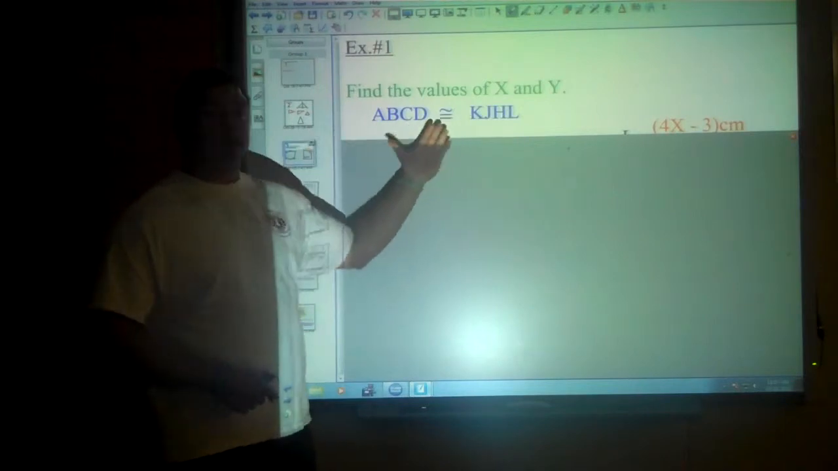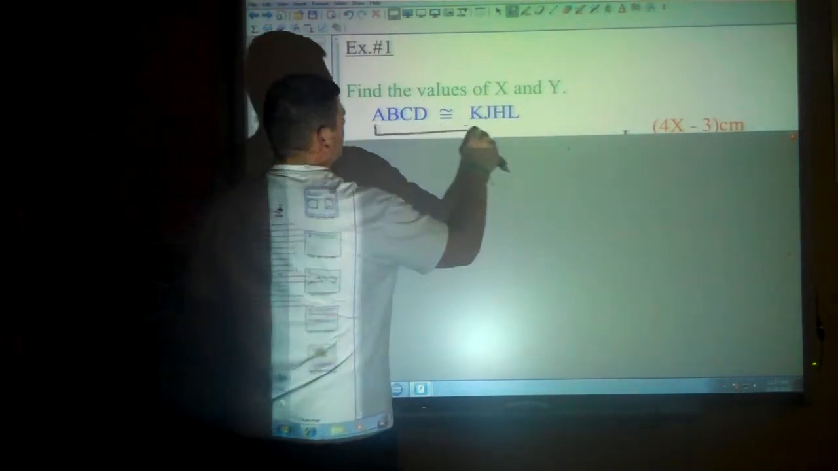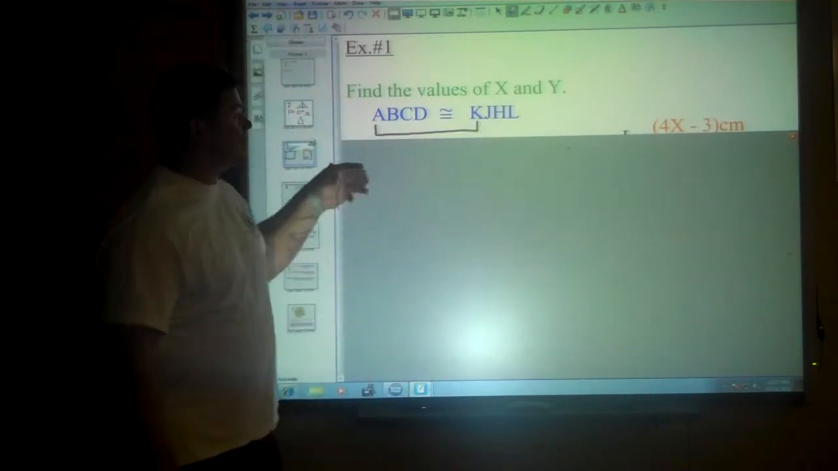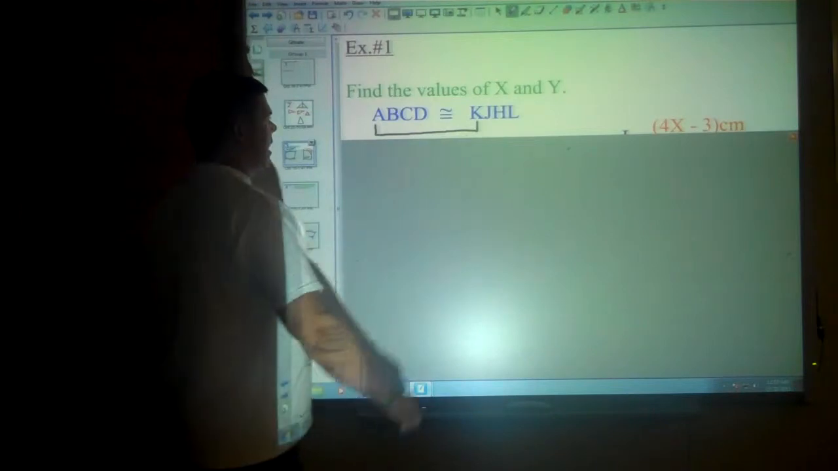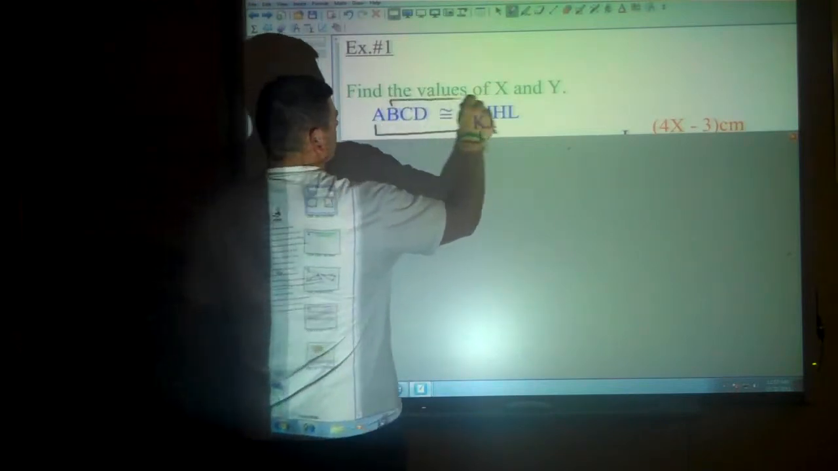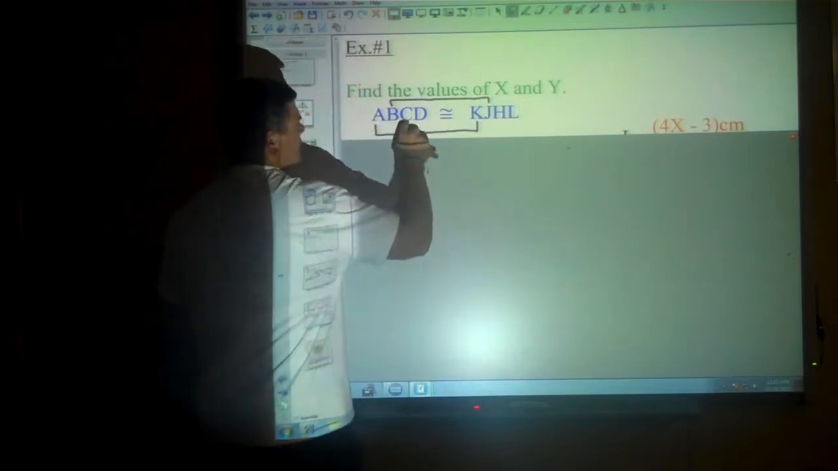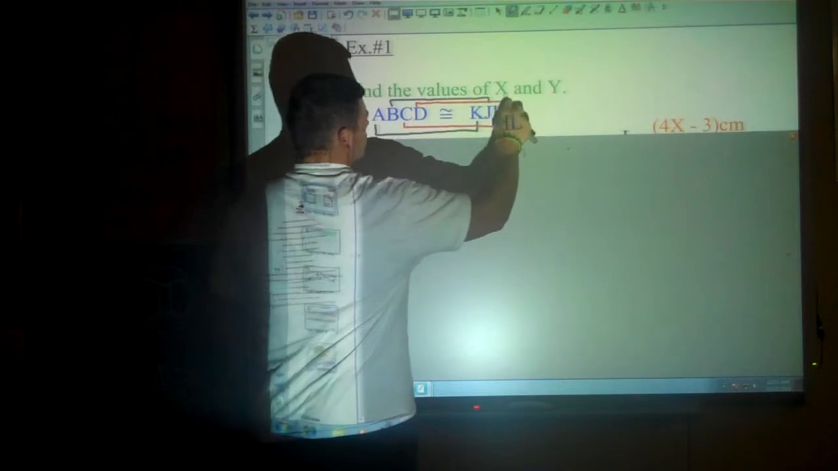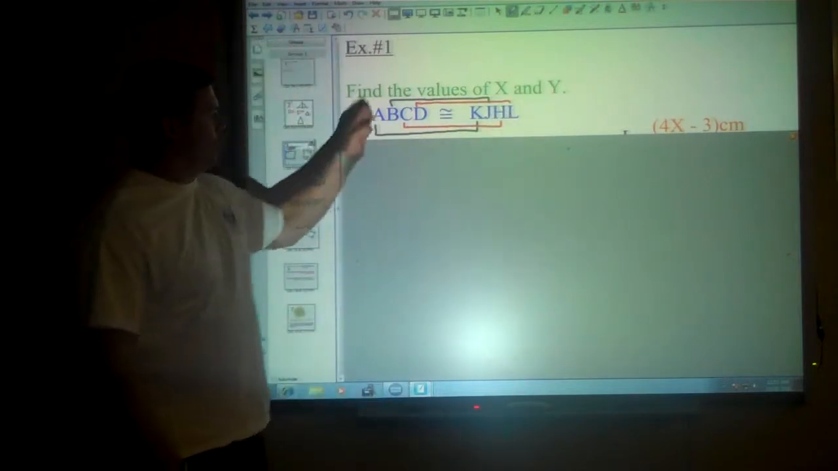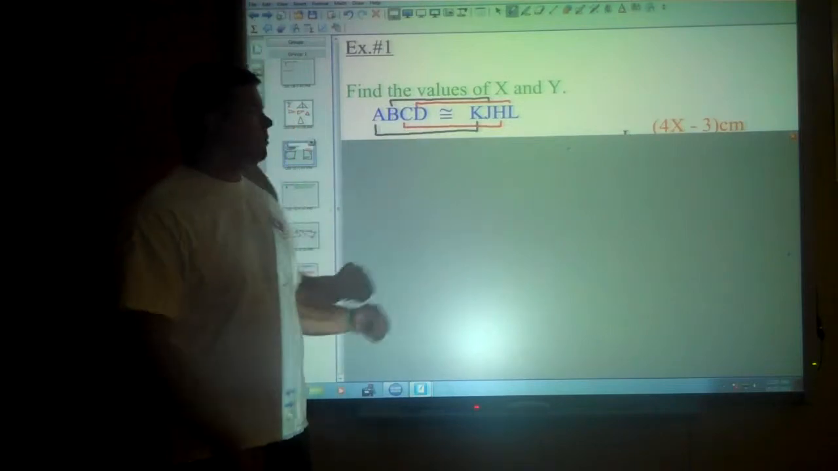The order of the statement is important because this A is in the exact same location as K. It means it corresponds to that particular part on each of the shapes. And B corresponds with J because it's in the exact same location. C corresponds with H, and D corresponds with L. The order of the parts match up to their corresponding congruent piece.